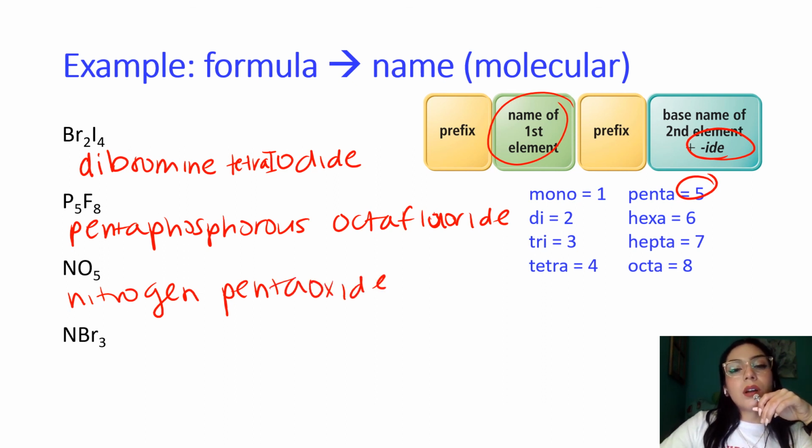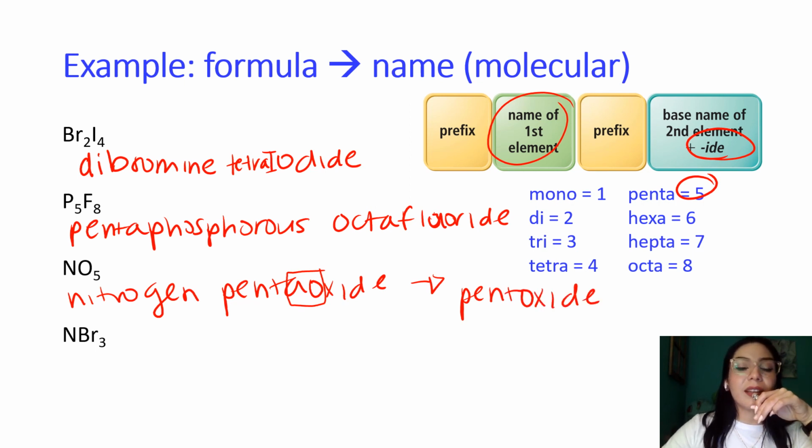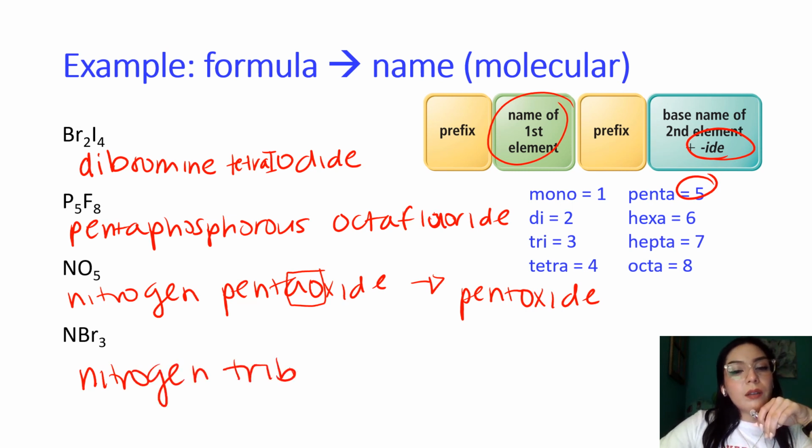Now, you could also write this by taking out that double vowel, so you can say pentoxide instead. I'm not really picky about that. There are very few examples, so as long as you know how to name in general. And then finally we have nitrogen tribromide.